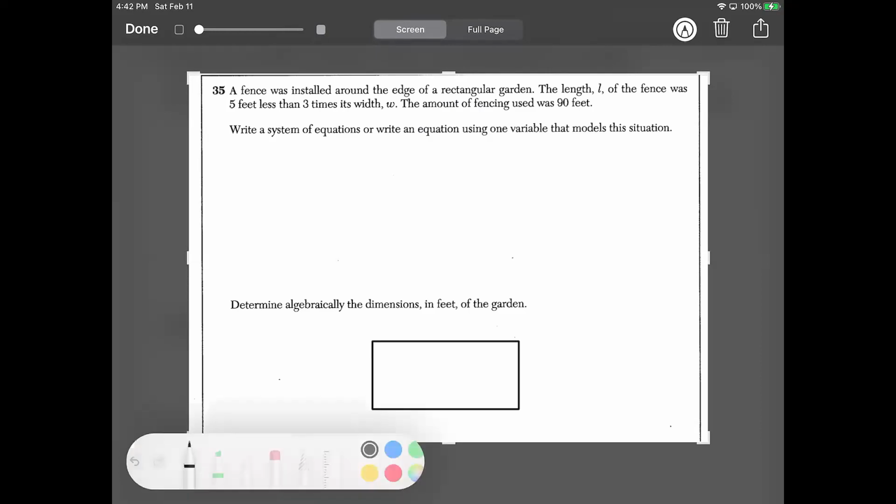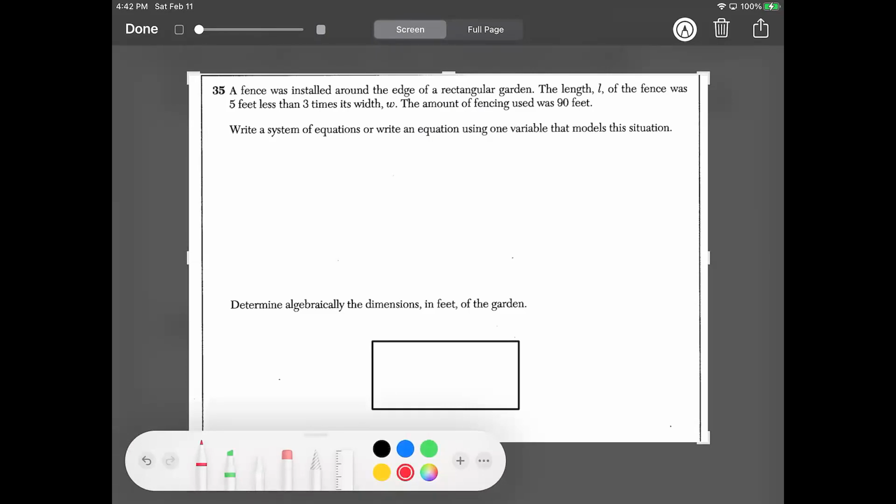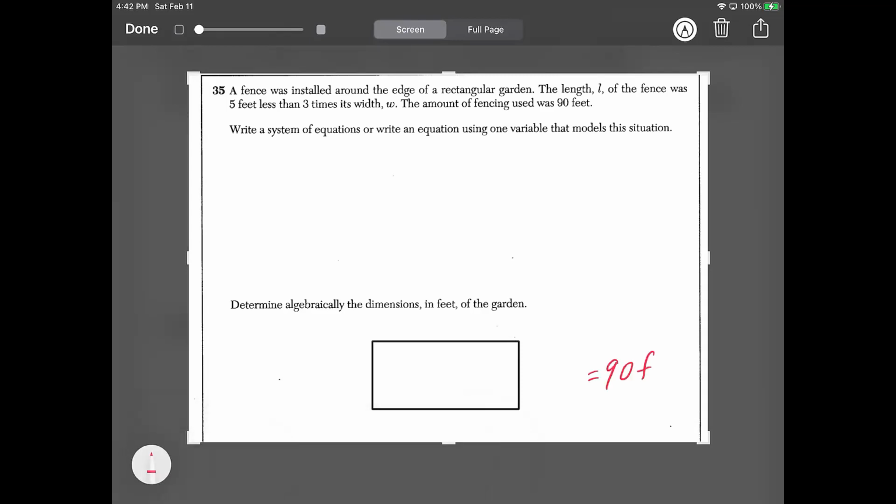If you look down at the bottom, I have a rectangular garden. They tell us that when you add up all of the sides, it's going to be 90 feet. But we need to figure out the dimensions. So this will be the length, and this will be the width. Now we have to come up with either a system of equations or one equation. Let's say W stands for width and L stands for the length.